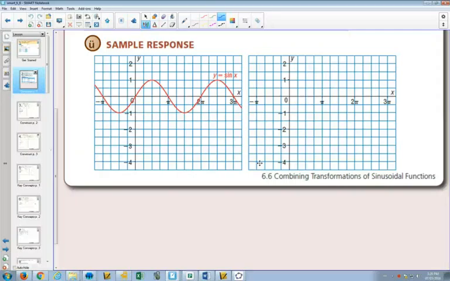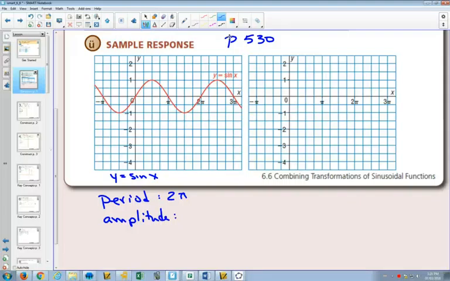So on page 530, right above that chart that you were filling out, there's a graph of sine x. Some of the things about sine x from before: the period, the amount of time it takes to repeat itself, for y equals sine of x, is 2 pi. Its amplitude, which is from the middle to a maximum or from the middle to a minimum, that distance, so here's our middle, our sinusoidal axis, this distance right there is our amplitude. That's going to equal 1.